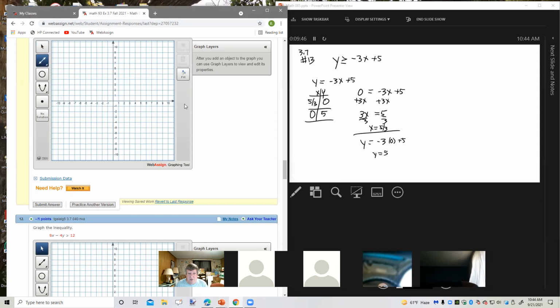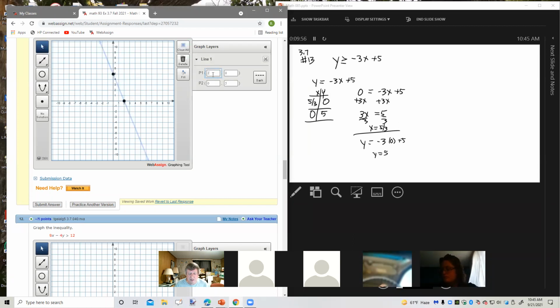5/3. Well, 5/3 is 1 2/3. So x is 1 2/3 is going to be right about there. But again, notice it goes over to 2. And then 0, 5 is there. But I'm going to fix this and make this 5/3. So 5/3, 0 and 0, 5 are correct ordered pairs.